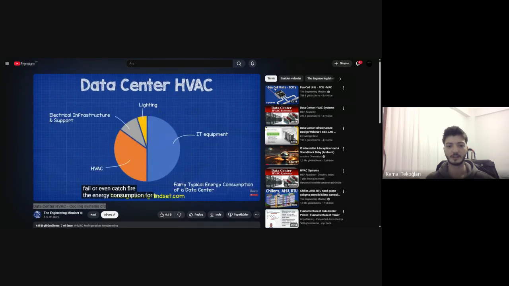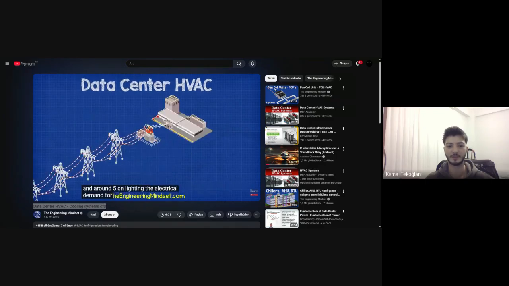The energy consumption for a typical data center will be split with around 50% being used by the IT equipment, 35% on cooling and HVAC, 10% on electrical infrastructure and support, and around 5% on lighting. The electrical demand for data centers really does vary from just a few kilowatts up into the megawatts depending on the size and the location. So we're going to look at a few examples of data centers and their air conditioning systems, as well as the efficiency improvements that can be made.